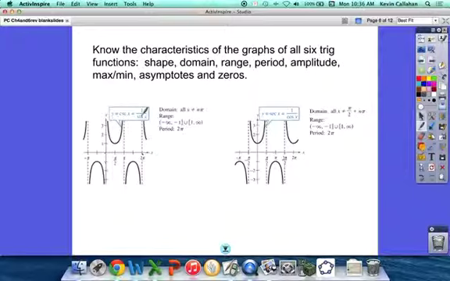Okay. Amplitude, max, min. Wouldn't make any sense to talk about. Really, you couldn't even talk about max or min. You could definitely talk about asymptotes. What about zeros? There are none, right? It never crosses the x-axis. Right? So the difference between this graph and this graph, just like between sine and cosine, is a pi over 2 shift. All the other details are the same.